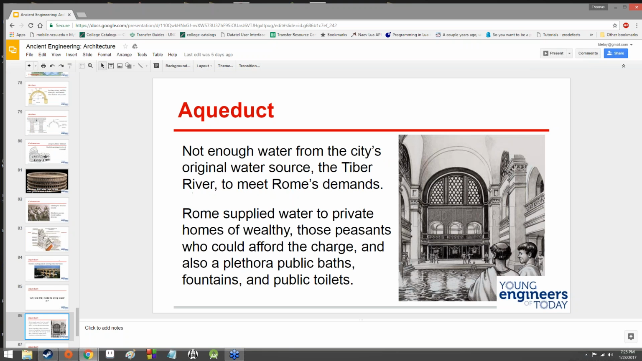Well, why do they need to bring water in? Well, there was not enough water from the city's original source to meet Rome's demands. So Rome supplied water to private homes of the wealthy and those peasants who could afford the charge, and also a plethora of public baths, fountains, and public toilets. Oh, there you go. That's actually another major reason. There were a lot of aqueducts for Rome itself because they wanted to have as much water as possible. They wanted a lot of water, not only for drinking, but also for cleaning.